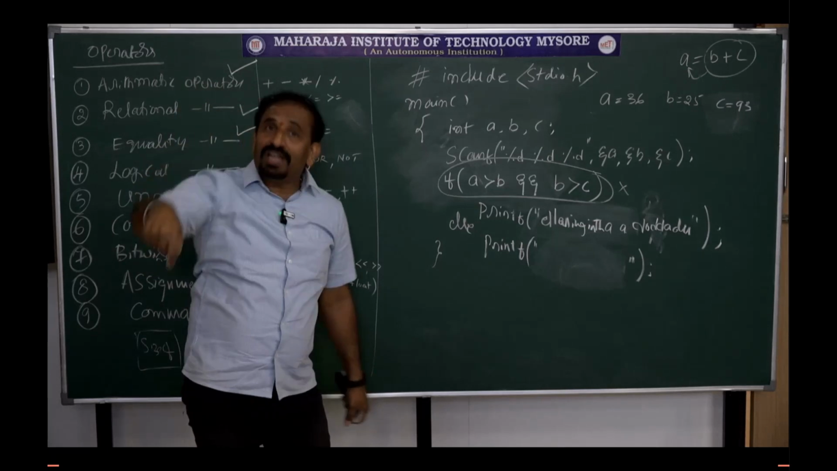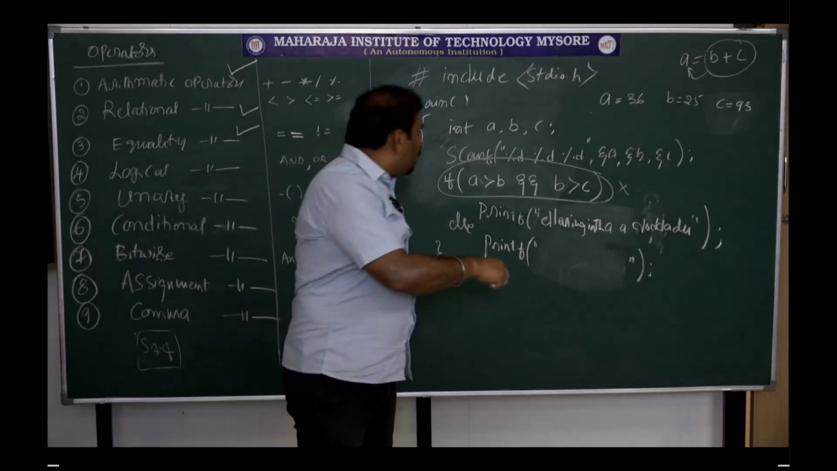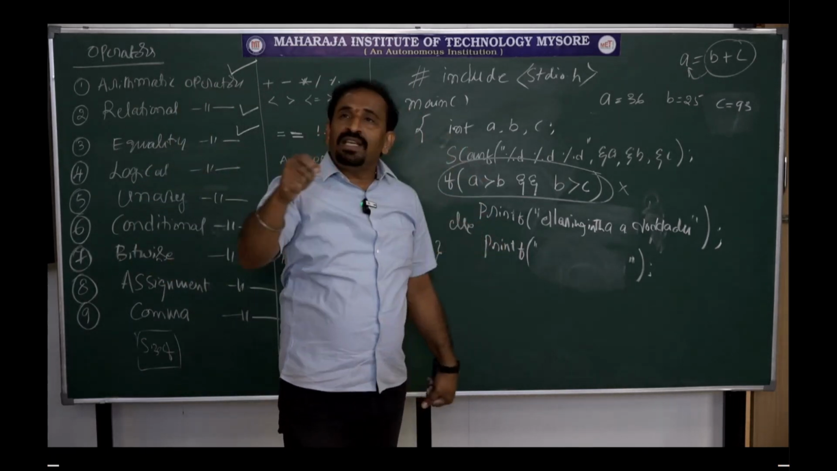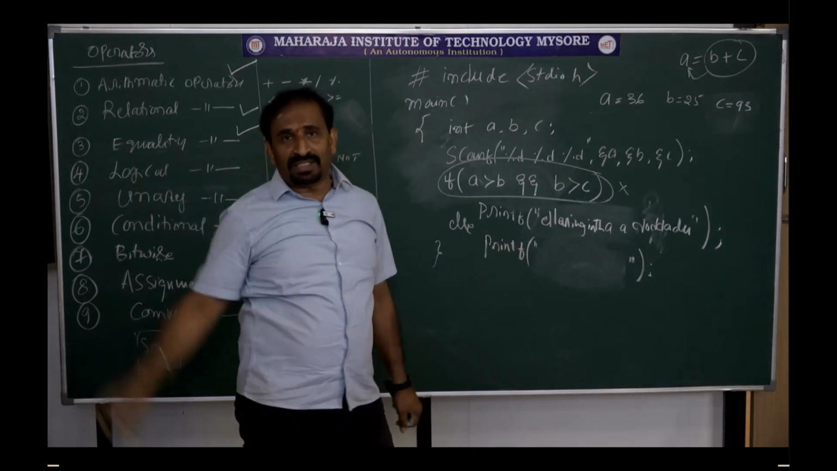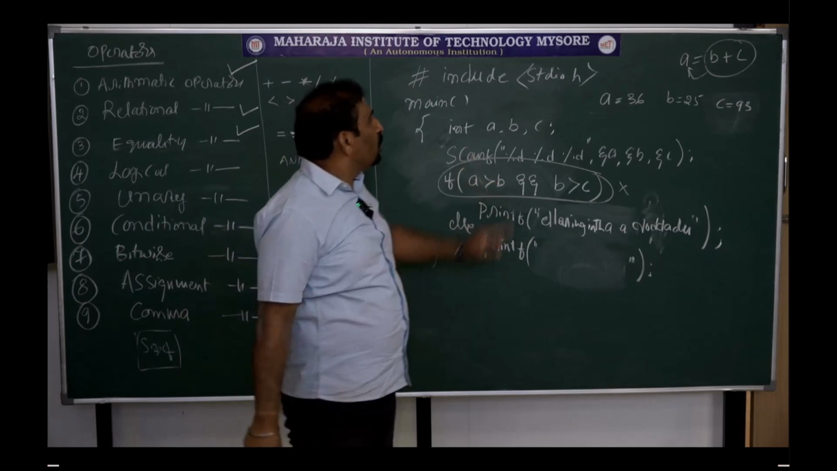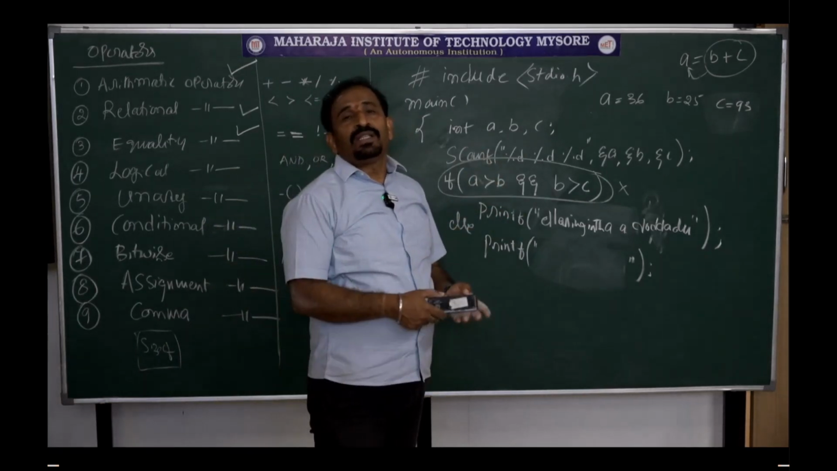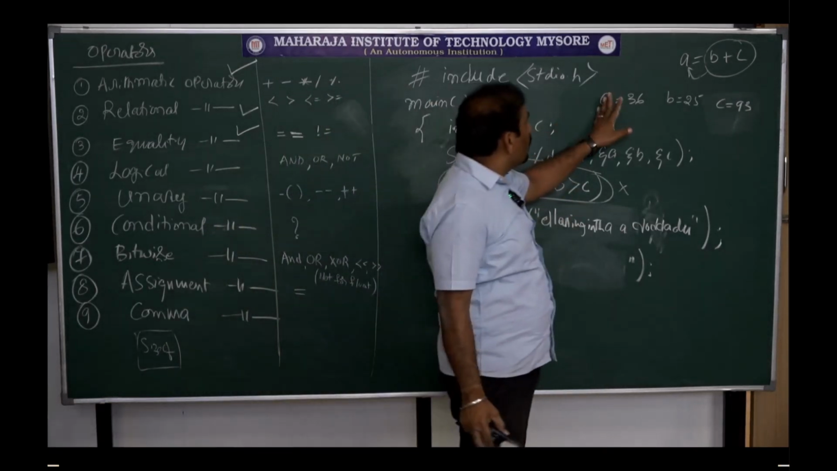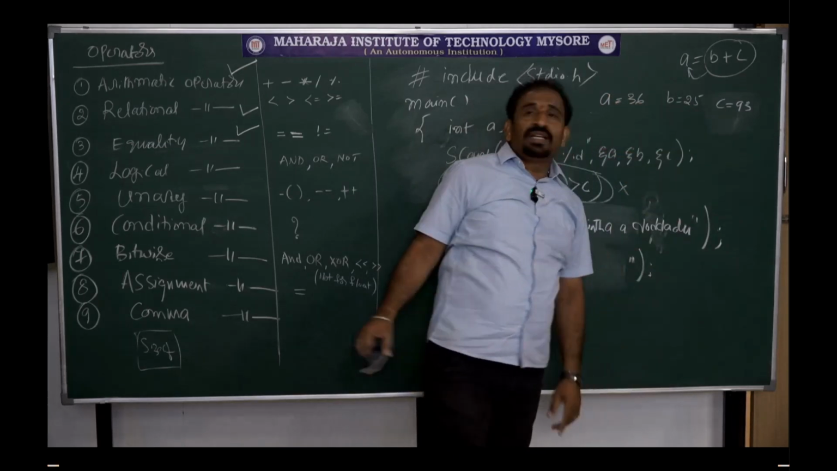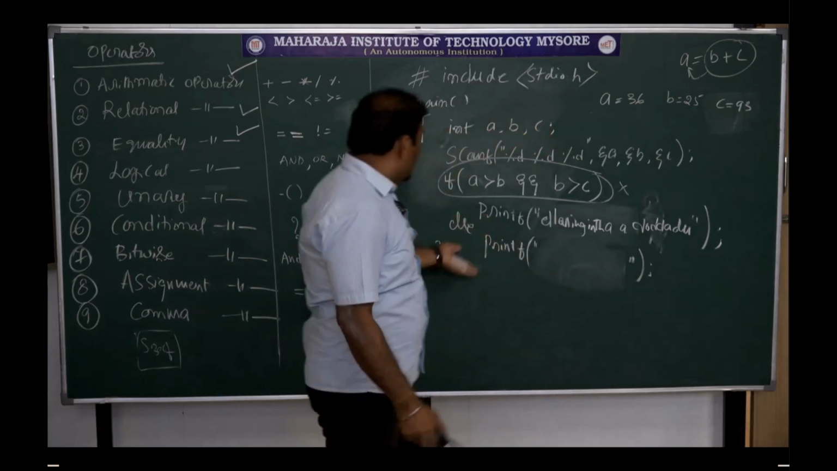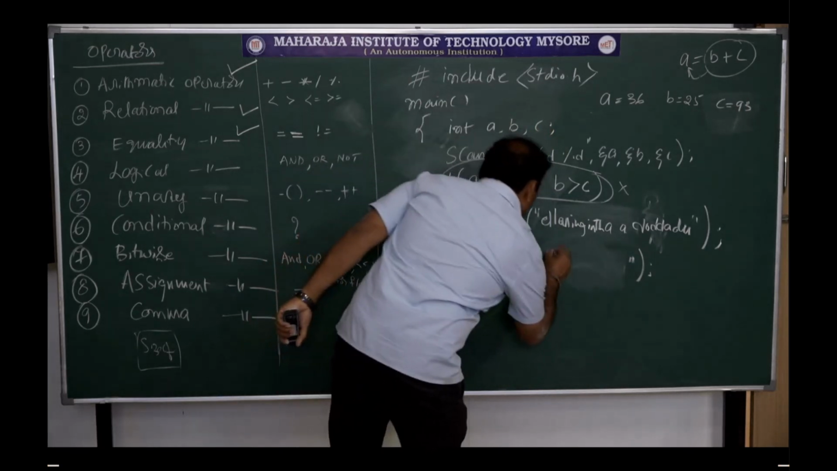You can put one more condition also: A greater than B and B greater than C, C not equals to 10, anything. You can put any number of ANDs. It is not only one AND. You can have any kind of operations being carried out on this. So therefore, in this case, when A is equal to 36, B is equal to 25 and C is equal to 93, it doesn't really print this.